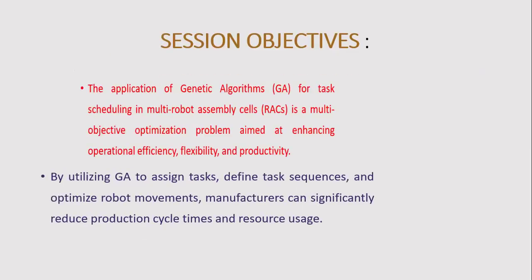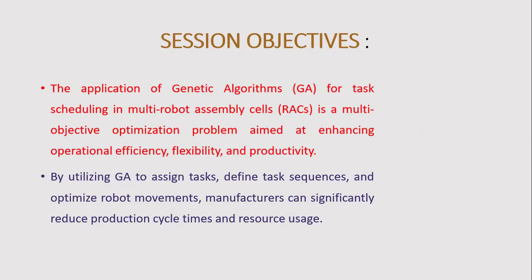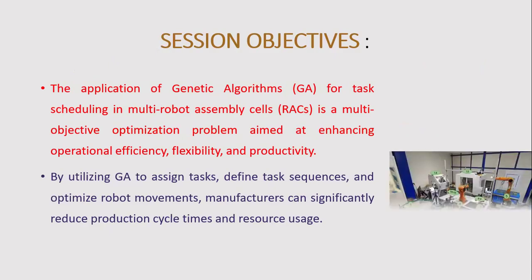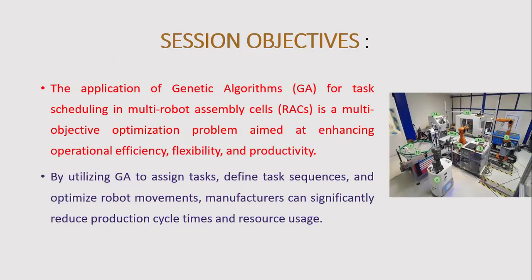So, what are the session objectives? Before moving to the main subject presentation, let us have the session objectives very clear. So, the use of genetic algorithm, I mean to say evolutionary computational algorithm. With the use of genetic algorithm, we can go for effective assignment of task scheduling in a multi-robot assembly cell by considering the following objectives: enhancing the operational efficiency, production flexibility, and overall productivity.